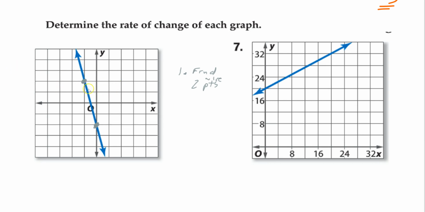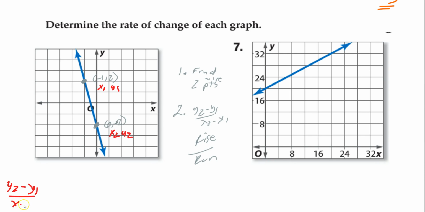In this case I have the point negative 1 and 2. And right here I have the point 0 and negative 2. So find 2 points, and then it's your choice. You could either do y2 minus y1 over x2 minus x1, or since we have a graph, you could do rise over run. Let's do both real quick. So if I use the formula, again, just let 1 be x1, y1, the other be x2, y2. If I use the formula, I'm going to get negative 2 minus 2 over 0 minus negative 1.